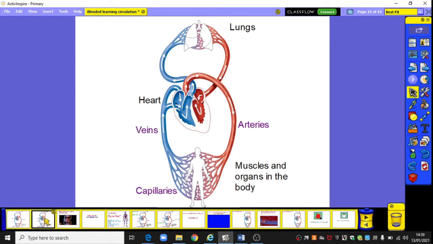Okay, we're just going to go for a little bit of a recap now, so you can just think about how this system is all working together. We're just going to watch another video which kind of puts into context the heart, the lungs, and how the blood travels round through the blood vessels around the body.